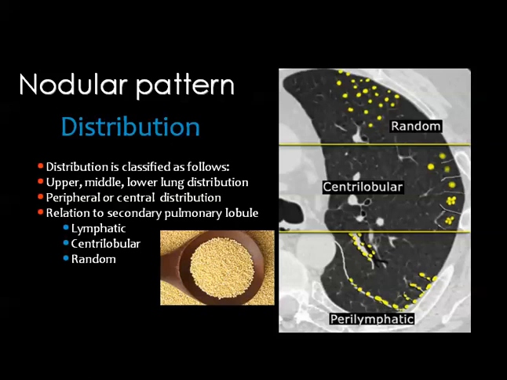You remember the three? No? Sarcoid, lymphangitis carcinomatosa, and interstitial pulmonary edema. Then centrilobular distribution means that you have nodules within the center of the lobule. Then random distribution, like this, distribution anywhere, nodules in the lung, anywhere.